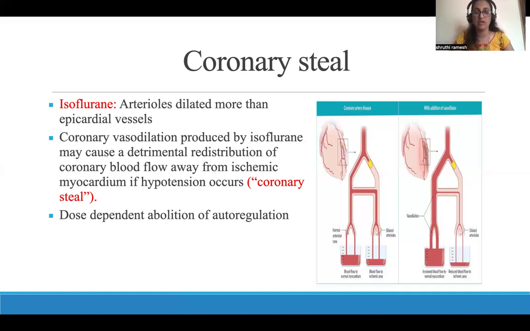normal tissues. Whereas if you use a vasodilator in cases of coronary artery disease, whenever there is a block, there is further vasodilatation of the vessels which are supplying the normal surrounding tissues, in turn stealing the blood from the ischemic area to the normal area. This is called the coronary steal. It says that isoflurane causes a detrimental redistribution of the coronary blood flow away from the ischemic myocardium, especially when there is hypotension.